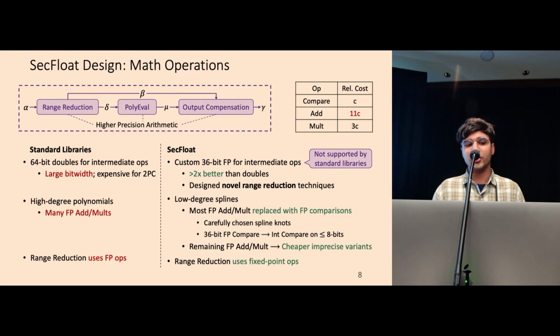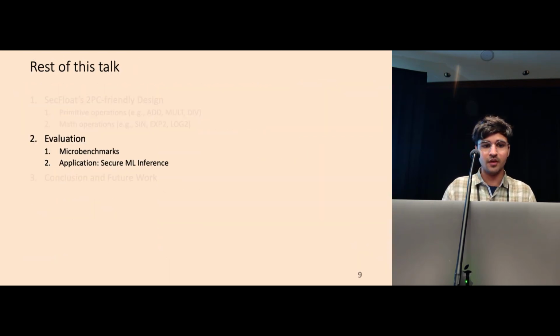Finally, the range reduction in standard libraries uses floating point operations because they are natively supported. But we design range reduction to only use fixed point operations because they are cheaper with 2PC. Okay. Now moving on to the evaluation.